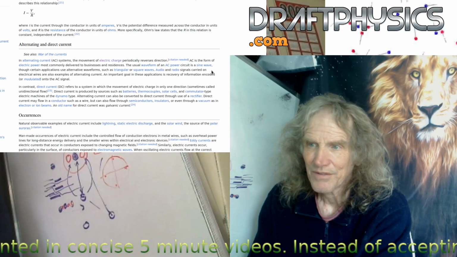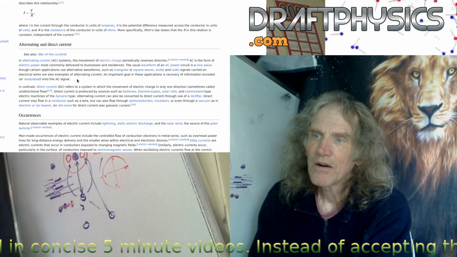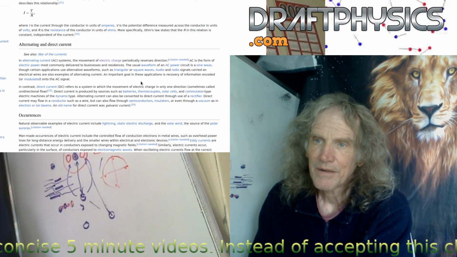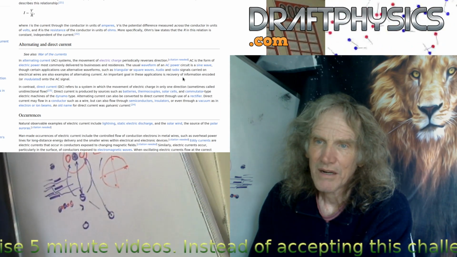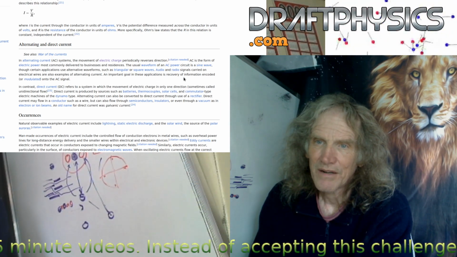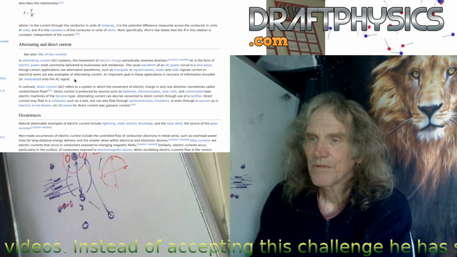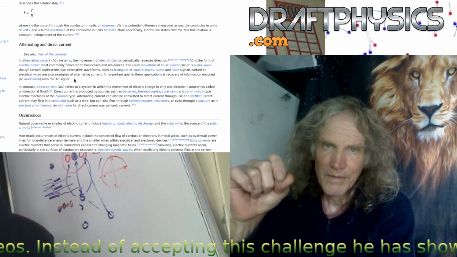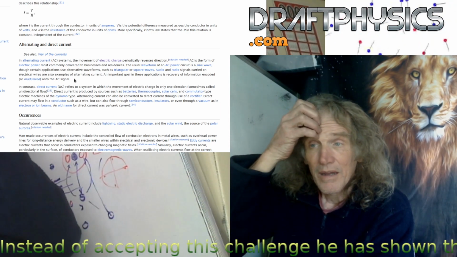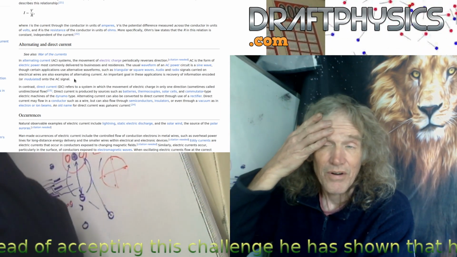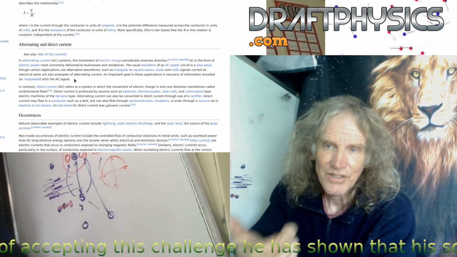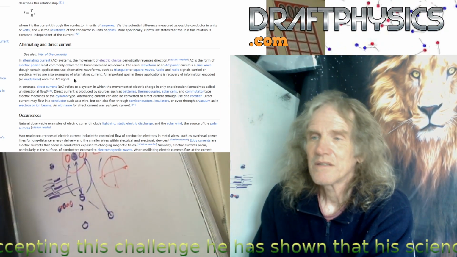Certain applications use alternative waveforms such as triangular and square waves. Audio and radio signals carried on electrical wires are also examples of alternating current. An important goal in these applications is recovery of information encoded on the signal. You can do that with AM, changing how loud the signal is, or you can change it by changing a whole range of frequencies.